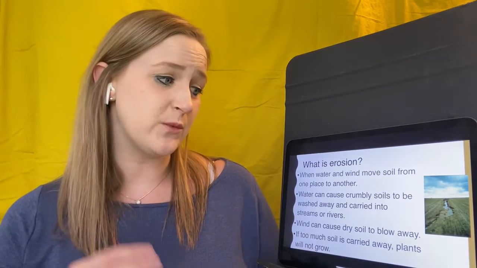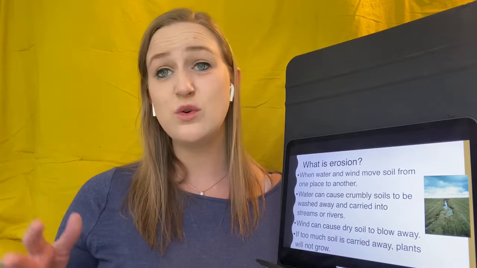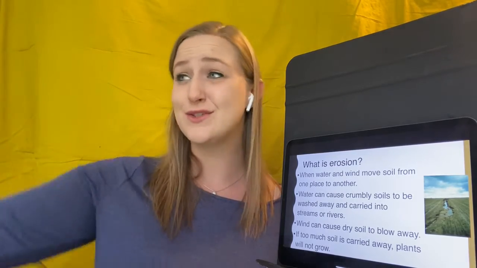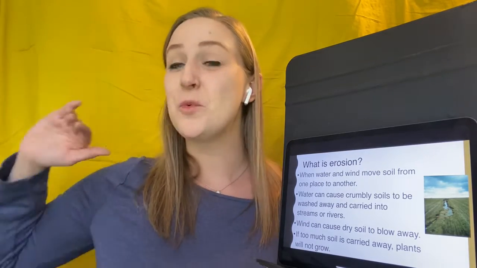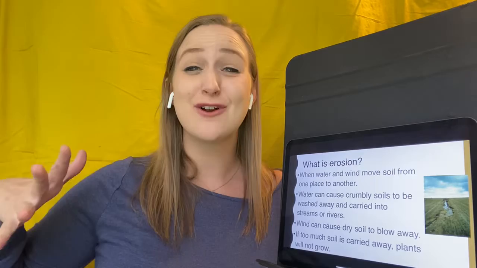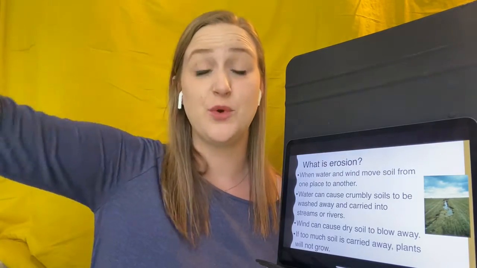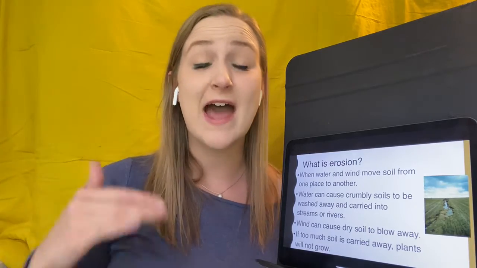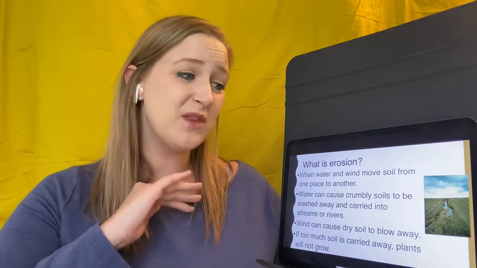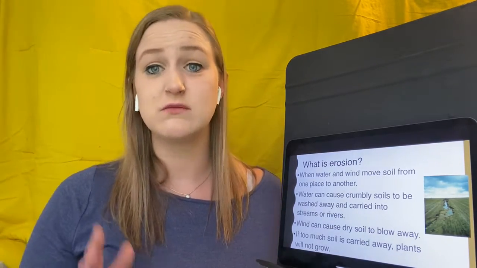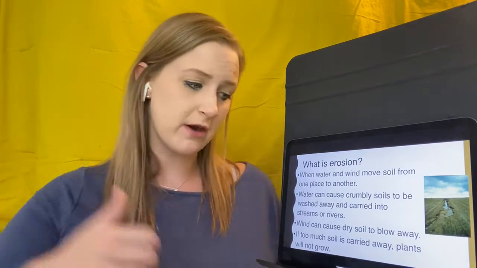Now, erosion is when water and wind move soil from one place to another. So if you are sitting in your house and you've got a big dirt pile in front of your house from digging out, maybe you dug a hole in your backyard to bury your treasure. The wind is going to blow and that dirt pile is going to start blowing away. The wind is going to move that dirt, move that soil somewhere else. That's called erosion. That's when the wind and water move that soil from one place to another.